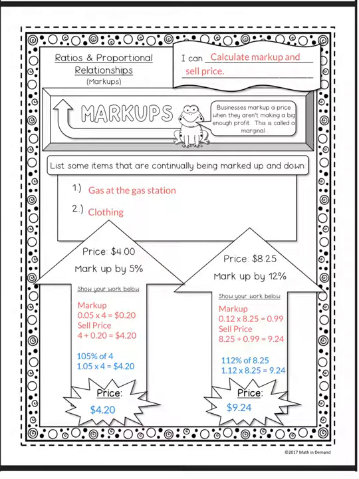I did that in the second example as well. I added 12% to 100%. I got 112% of $8.25. Then I turned 112% into a decimal, 1.12. I multiplied it by the price, which was $8.25. And I got the final answer right away of $9.24.